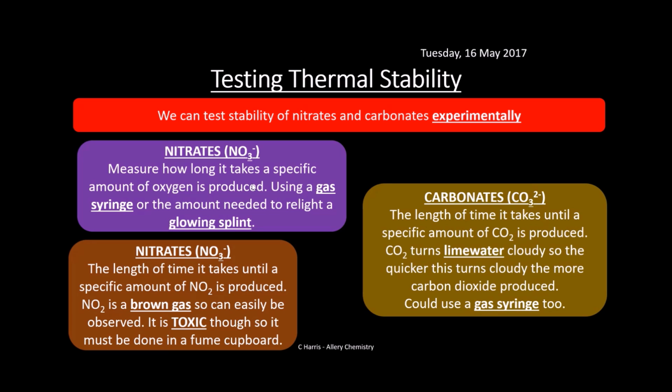Carbonates, on the other hand: the length of time it takes until a specific amount of carbon dioxide is produced. Again, we're measuring them in terms of gases. Carbon dioxide turns lime water cloudy, so the quicker it turns cloudy, the more carbon dioxide is produced. Or you could use a gas syringe. The gas syringe is probably the better one, because you can quantify it much easier than the speed at which lime water turns cloudy, which has quite a bit of error. So you're just measuring how much gas you're producing over time. It's pretty straightforward, really.